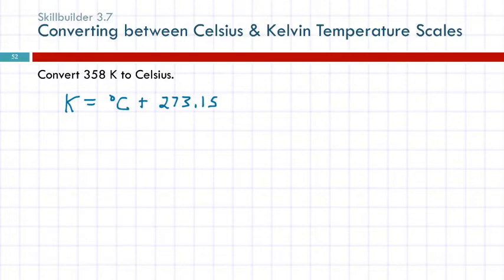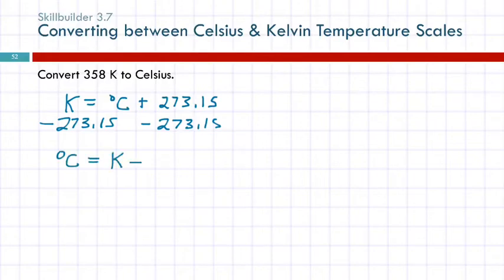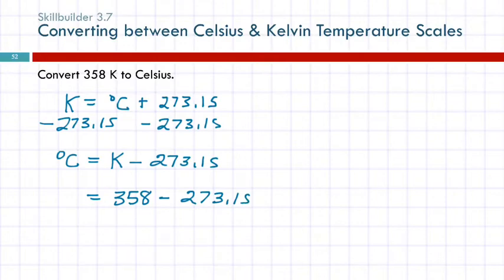This is the type of rearranging that we shouldn't have to think about. But when we do start thinking about it, then it just becomes really, really hard. So just try not to think too much about this. I'm just going to subtract 273.15 on both sides. And so I get degrees Celsius equals Kelvin minus 273.15. So my Kelvin temperature was 358. 358 Kelvin minus 273.15.